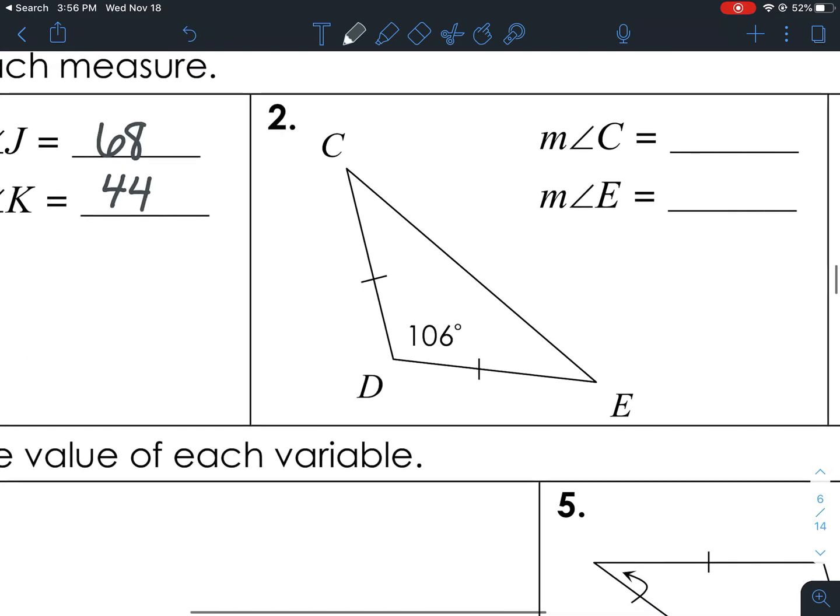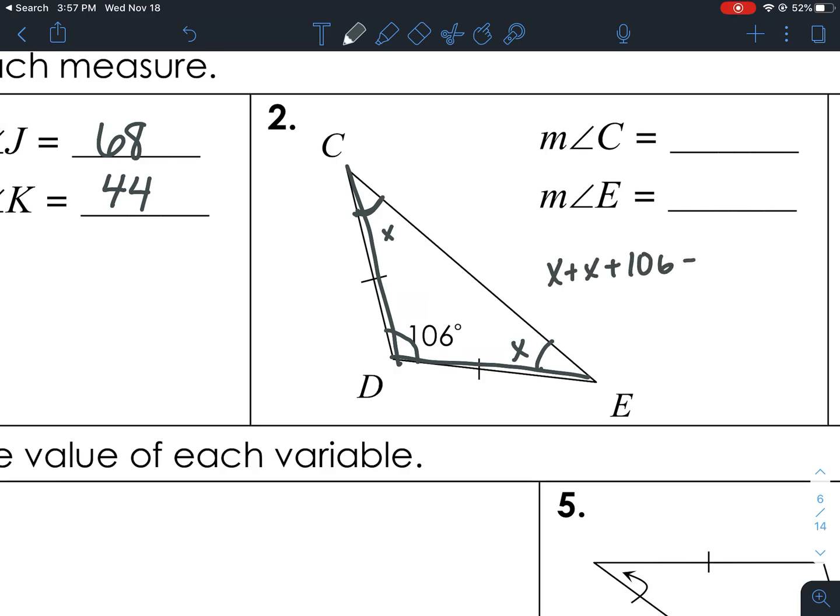Here we are given our vertex angle with our two legs being congruent. So that means this angle and this angle are equal. I'm going to call those x's. So that means x plus x plus 106 equals 180. So that will give me 2x equals 74. When I divide that, that'll give me 37 to each side. Perfect.